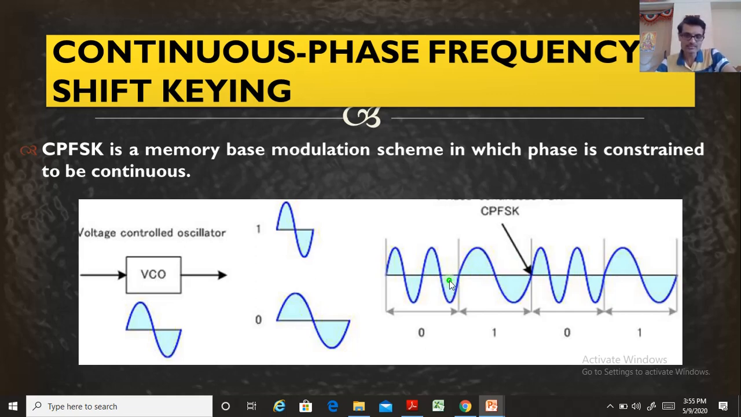The frequencies are switched between high frequency and low frequency. It can be high frequency for 0 and low frequency for 1, or low frequency for binary 0 and high frequency for binary 1, whatever it is. But the phase is continuous. So this is the advantage of continuous phase frequency shift keying.